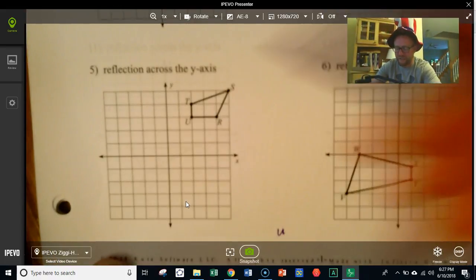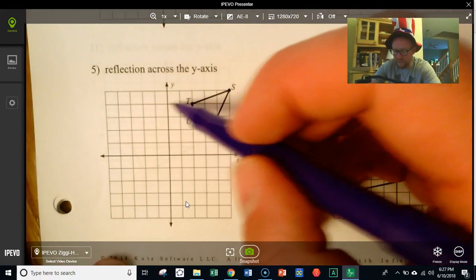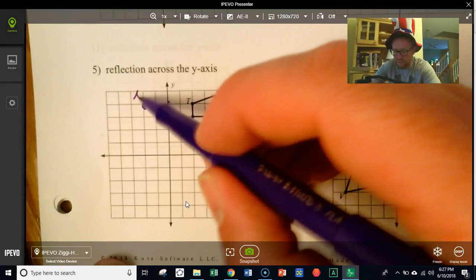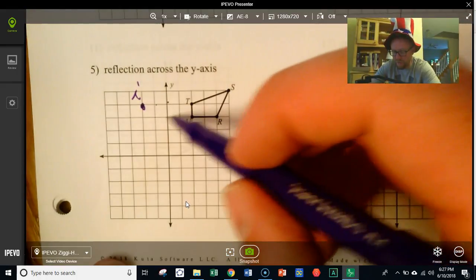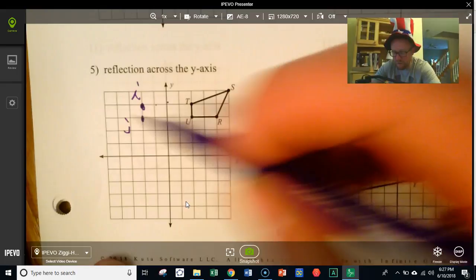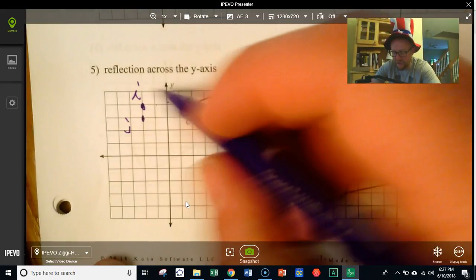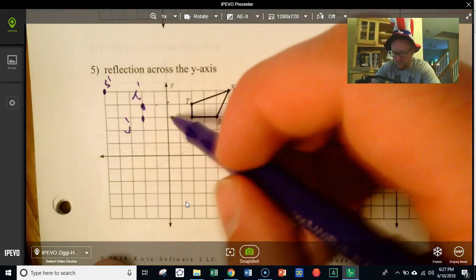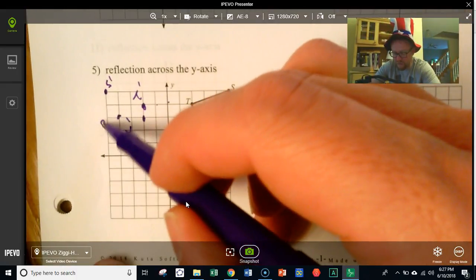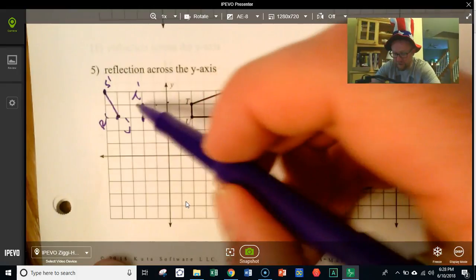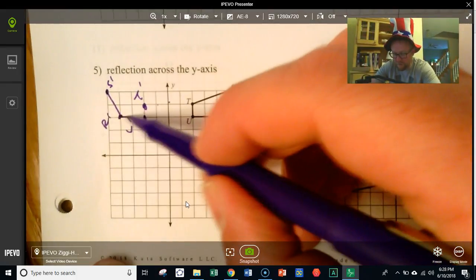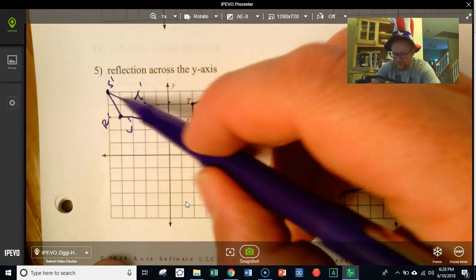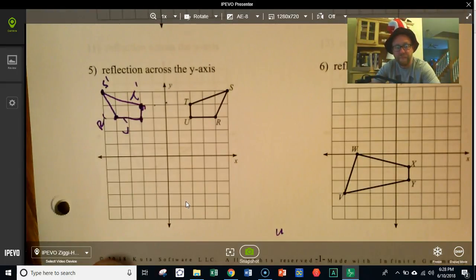So, there you go. Reflection across the y-axis. So T is 1, 2, 1, 2. T prime. U is 1, 2, 1, 2. U prime. S is 5, because I know it's 5. R is 4. Ends up over here. And then SR. Straight across. There you go. Ta-da!